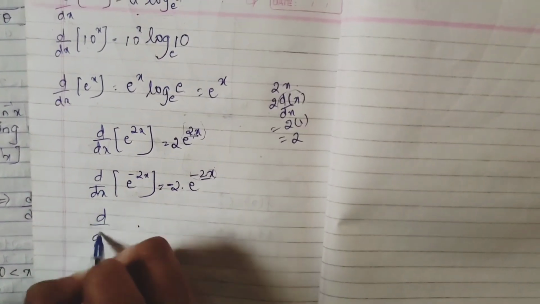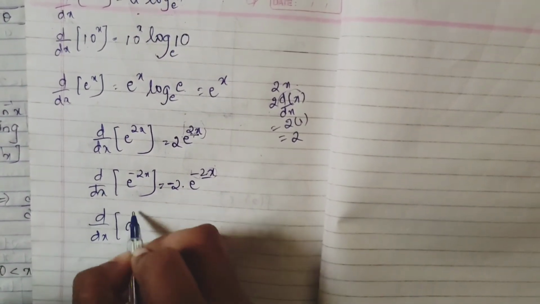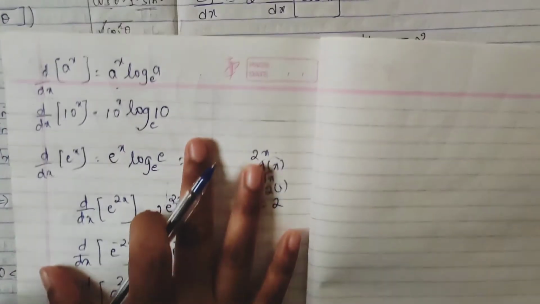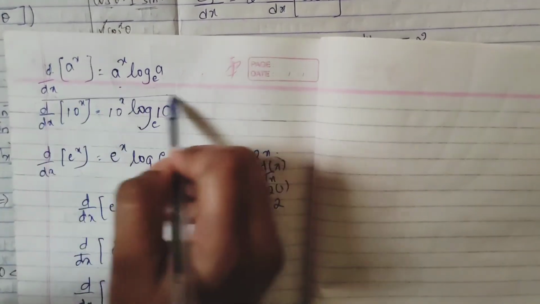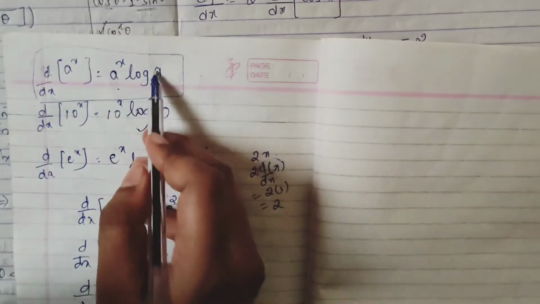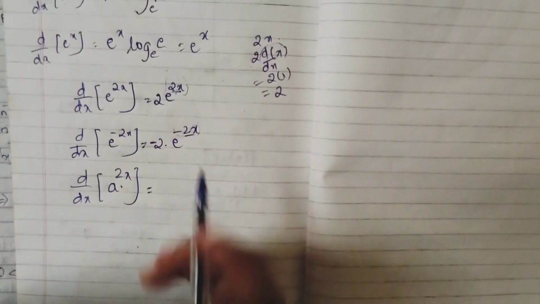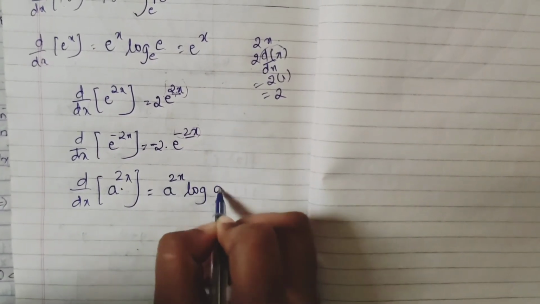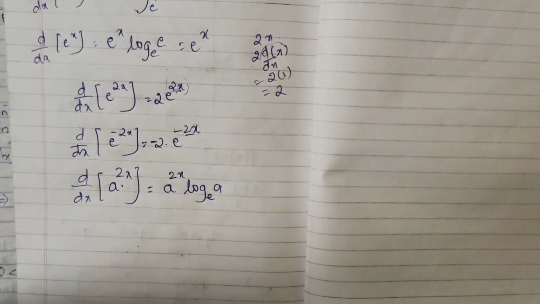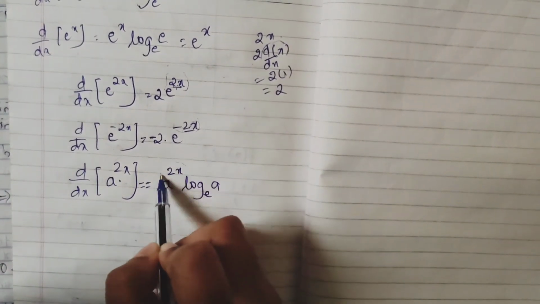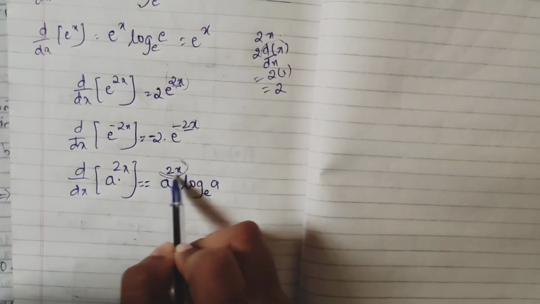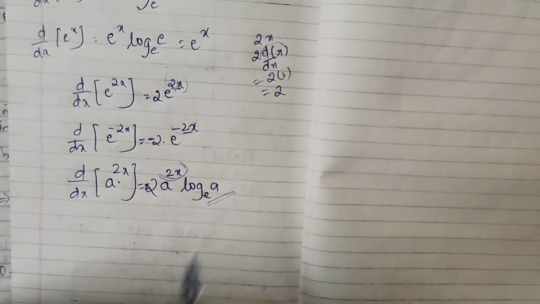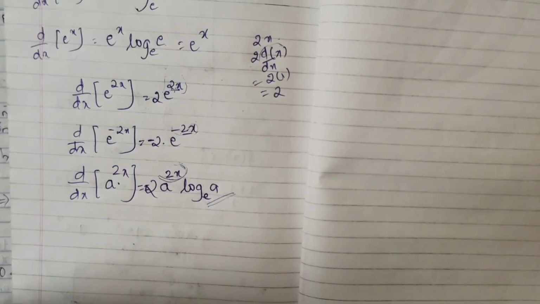Now if you have d by dx of a to the power 2x, in such a way, the differentiation formula of a to the power x is a to the power x log a to the base e. So we will do like that only, a to the power x log a to the base e. But again here you can see it is 2x, so again differentiation of 2x will be 2. In such a way you have to do the exponential differentiation.